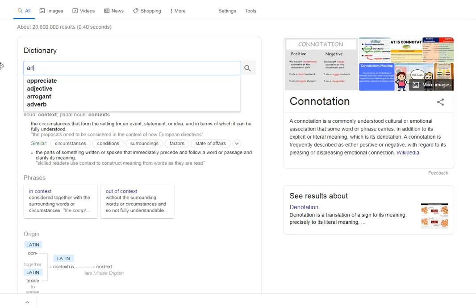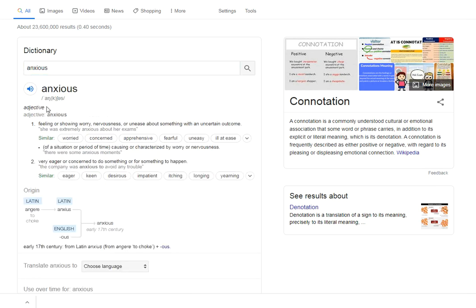So let's actually feed anxious into our dictionary and see what we get. All right, adjective, feeling or showing worry, nervousness, or unease about something. So we've come to think of anxiety as like a mental illness at the moment, right? But the second meaning, very eager or concerned to do something or for something to happen. The company was anxious to avoid any trouble. So yes, you can use anxious in a good way, right? You were anxious for the ceremony to commence. So anxious is a really good example.